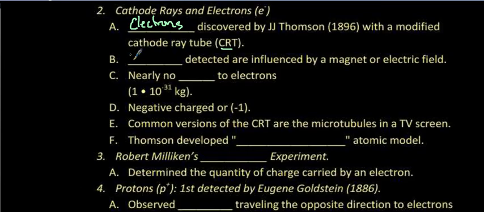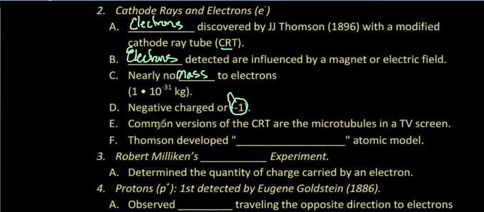Okay? And so the electrons that were detected were influenced by a magnet or an electric field. There is nearly no mass to them. They are 1 times 10 to the negative 31st kilograms. Okay, there's a negative charge. So electrons have a negative charge, a charge of -1 for our purposes here.